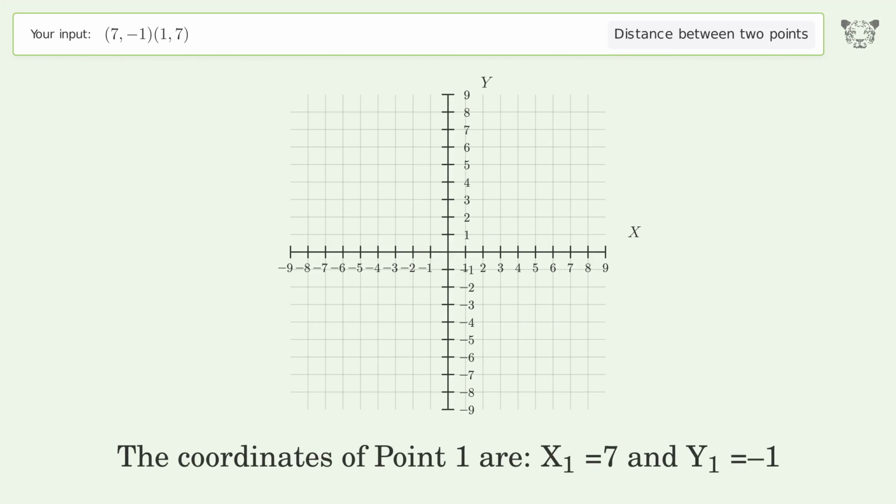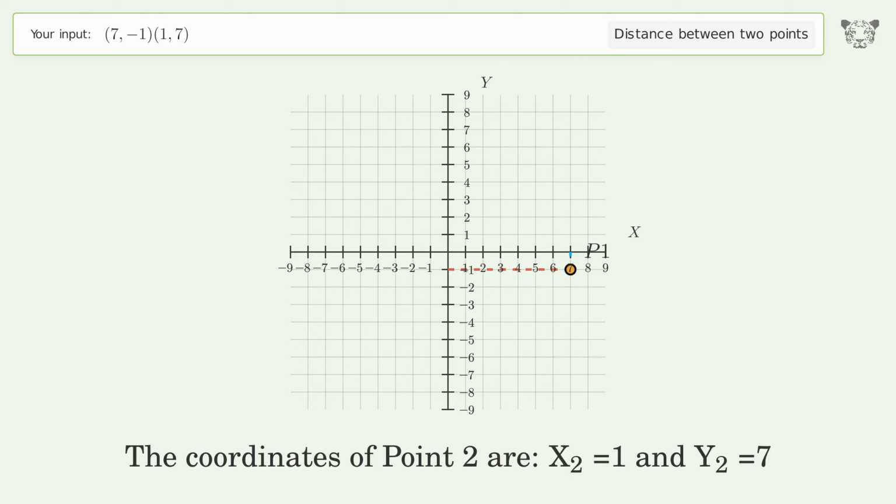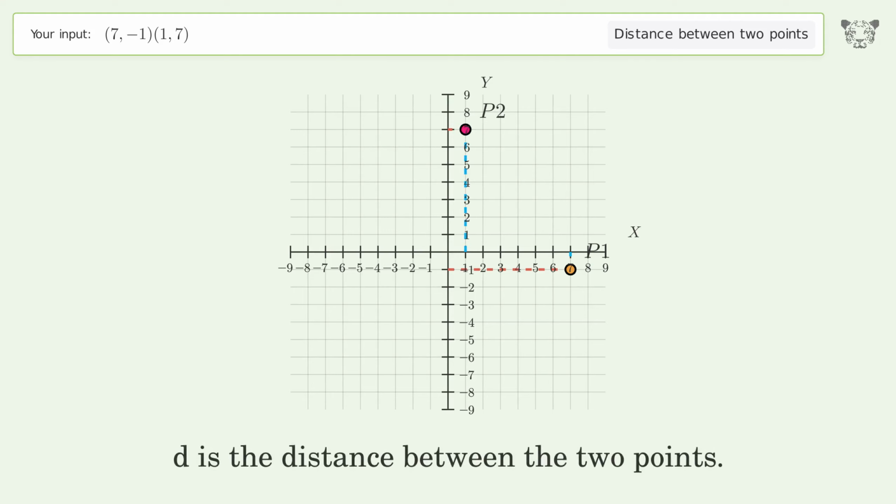The coordinates of point 1 are, x1 equals 7 and y1 equals -1. The coordinates of point 2 are, x2 equals 1 and y2 equals 7. D is the distance between the 2 points.